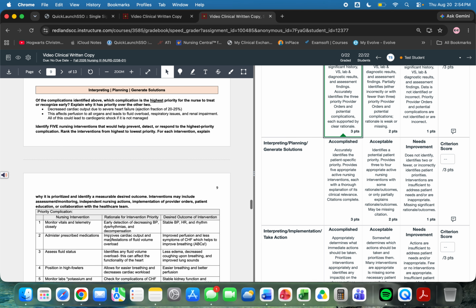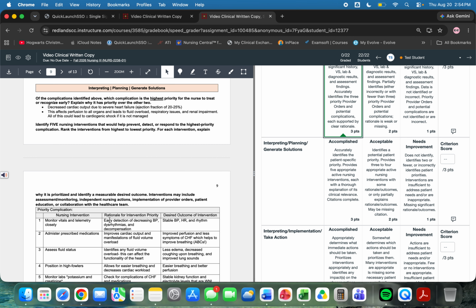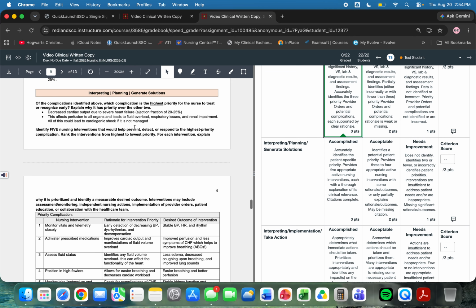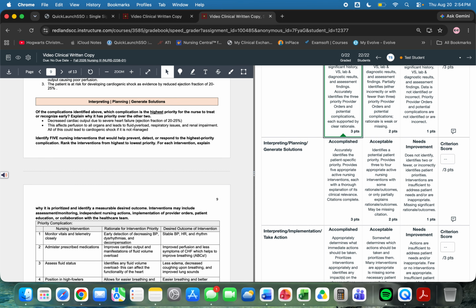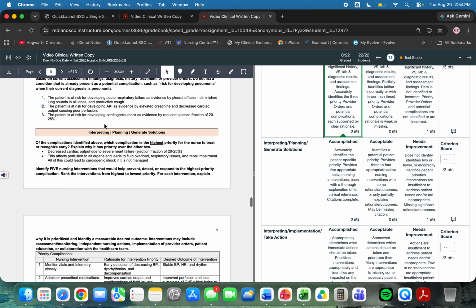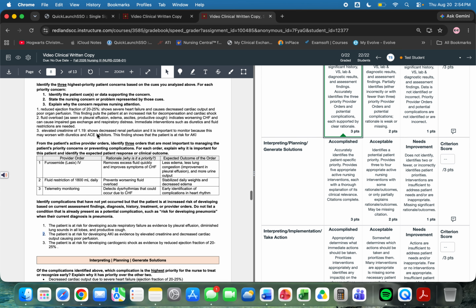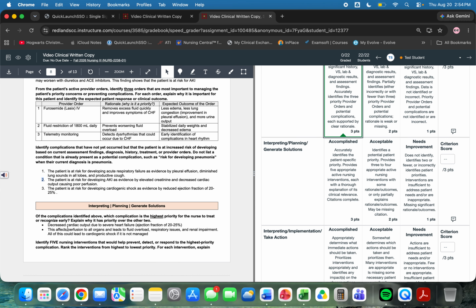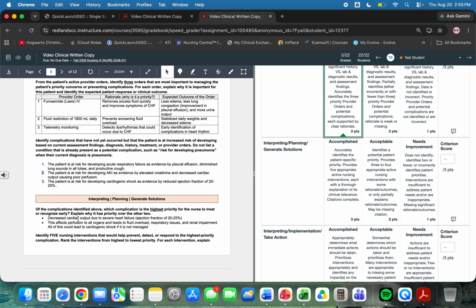The next section we're going to grade, and as it continues to go down, and the more you grade of these, you'll notice it's just narrowing down that clinical picture to the highest priority problem. So of the complications identified above, what complication is the highest priority for the nurse to treat or recognize, and why does it have priority over the other 2? So she says, based on all of these problems here, her biggest priority is treating decreased cardiac output due to severe heart failure. Well, I would agree with that. The patient has an ejection fraction of 20%, okay? And it has priority because it affects perfusion to all organs. It leads to fluid overload, respiratory impairment, renal impairment, and then cardiogenic shock if not managed, right?